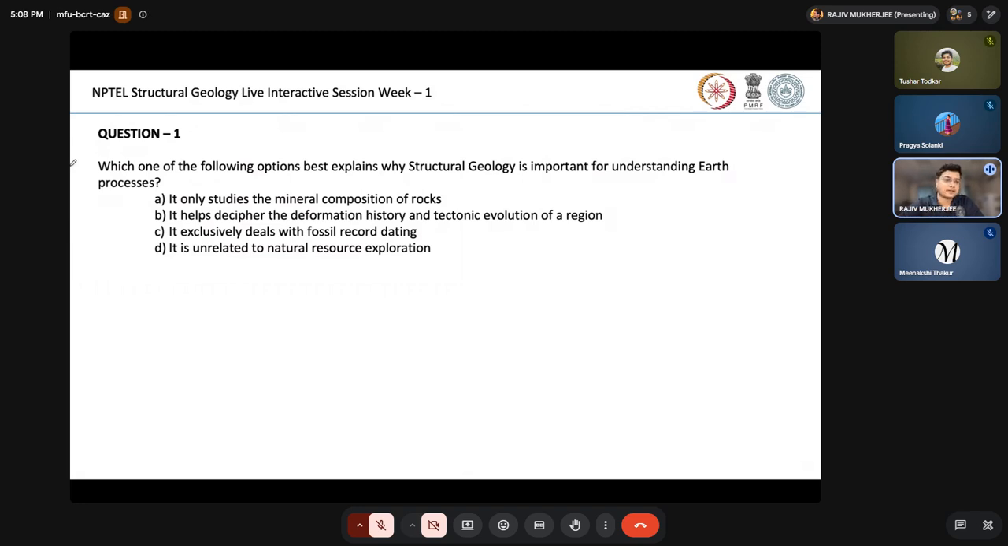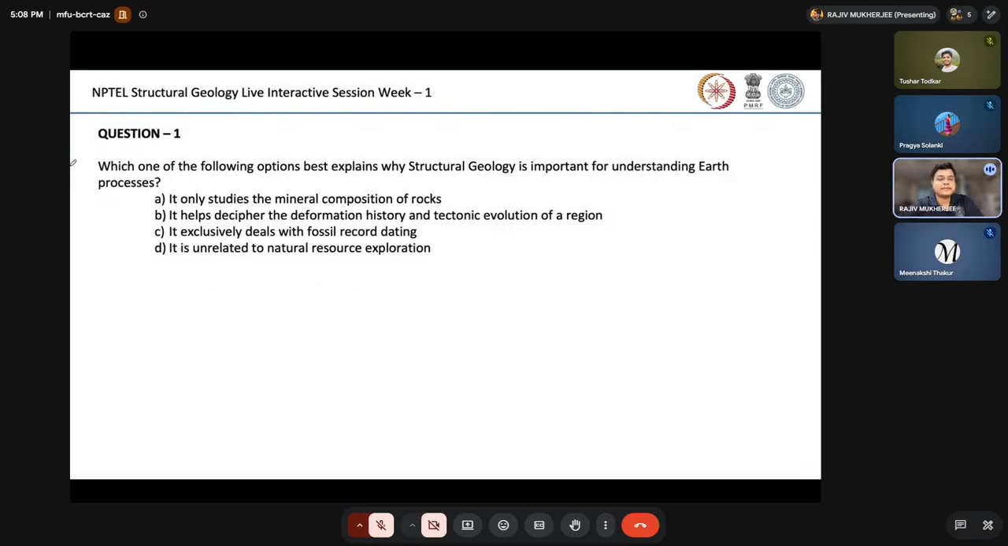So first, let us start with a very basic question. Question number 1 says: which of the following options best explains why structural geology is important for understanding earth processes? Option A: it only studies the mineral composition of rocks. Option B: it helps decipher the deformation history and tectonic evolution of a region. Option C: it exclusively deals with fossil record dating. And option D: it is unrelated to natural resource exploration.